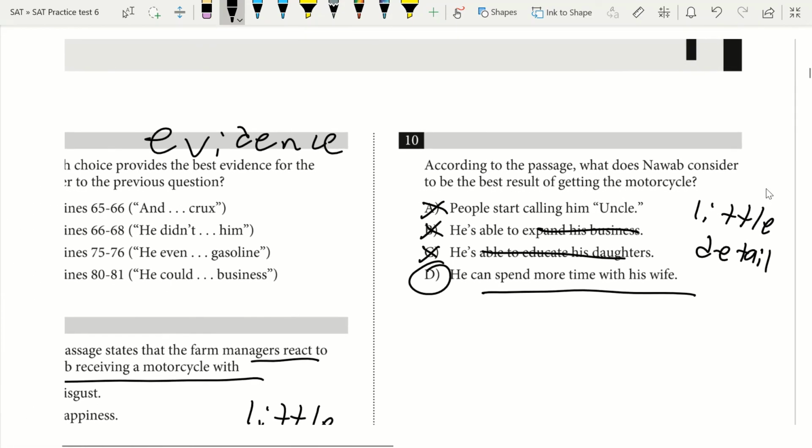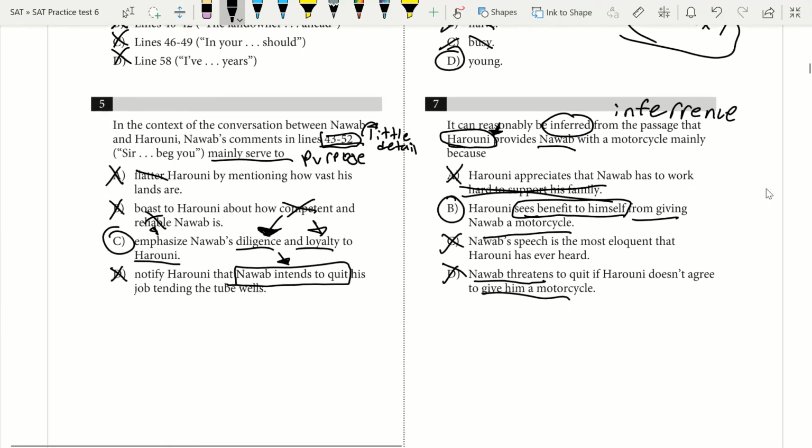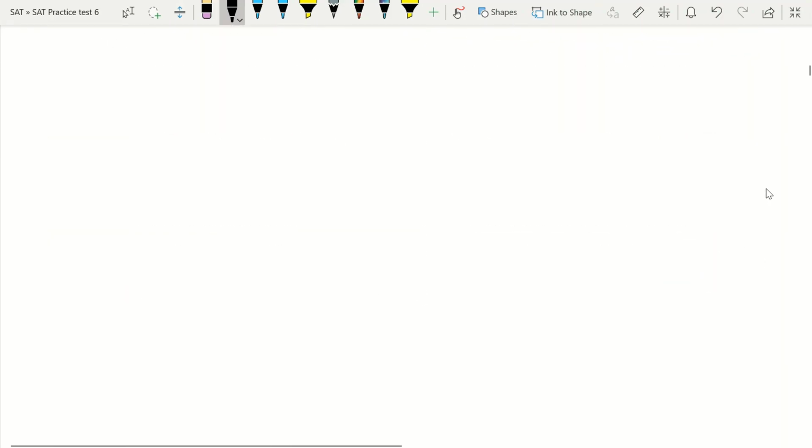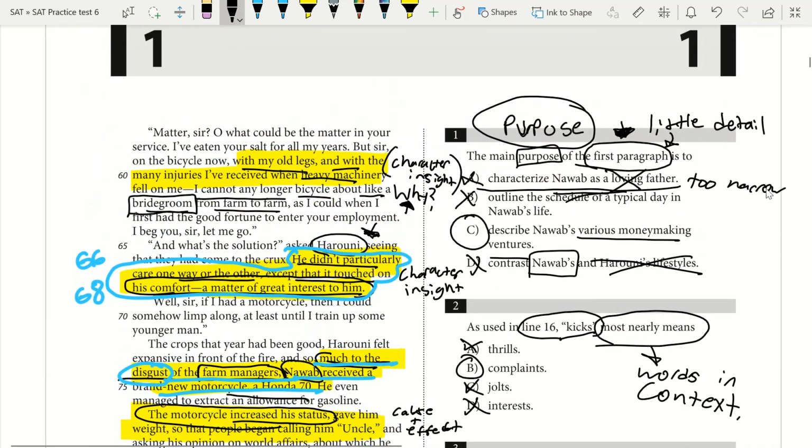All right, so I believe that covers everything that we wanted to cover with this passage today. We've got all our question types down, all our answers down. Quick double check, make sure we've got every question answered. Looks like we do.